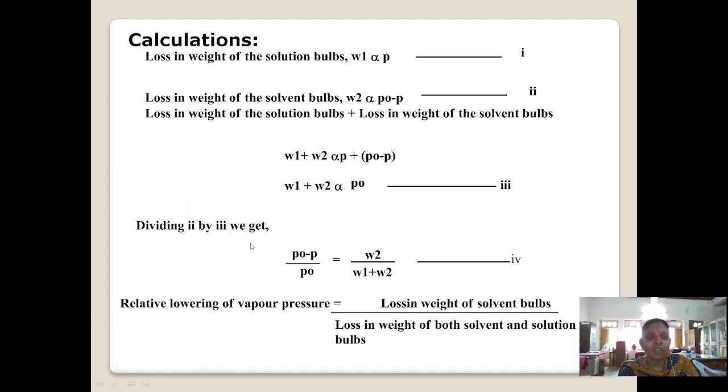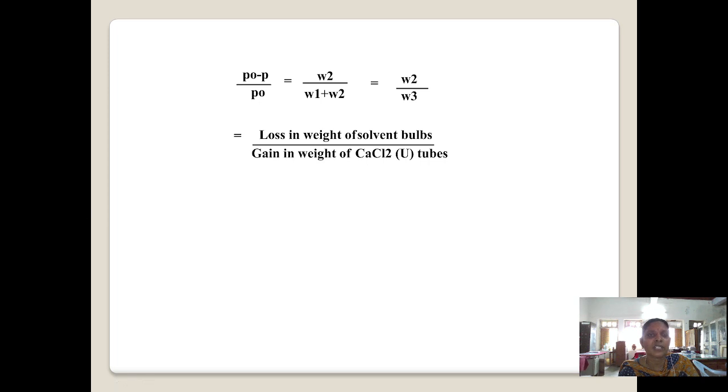By dividing equation 2 by equation 3, we get this relation. W2, the loss in weight of solvent bulbs, divided by the loss in weight of both the solvent and solution bulbs, is the relative lowering of vapor pressure. You can also easily compare the loss in weight of both the bulbs with the gain in weight of the calcium chloride U-tubes. Then the relative lowering of vapor pressure is equal to W2 by W3, that is the loss in weight of solvent bulbs upon the gain in weight of calcium chloride U-tubes.